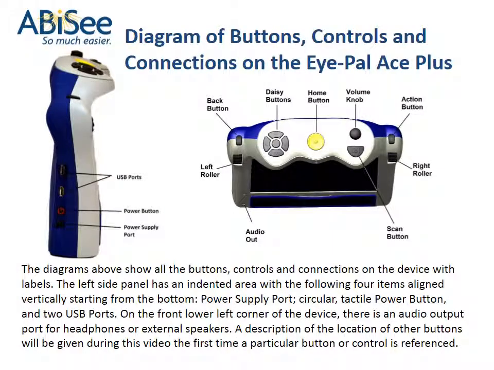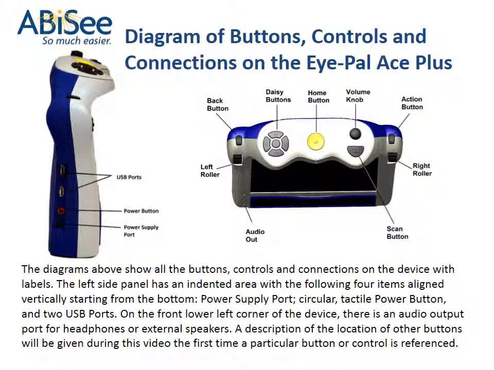Diagram of buttons, controls and connections on the iPalace Plus. The diagrams above show all the buttons, controls and connections on the device with labels. The left side panel has an indented area with the following 4 items aligned vertically starting from the bottom: power supply port, circular tactile power button, and 2 USB ports. On the front lower left corner of the device, there is an audio output port for headphones or external speakers.